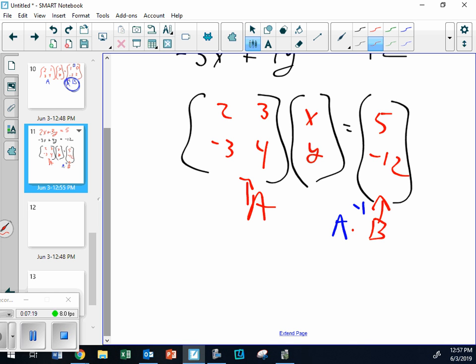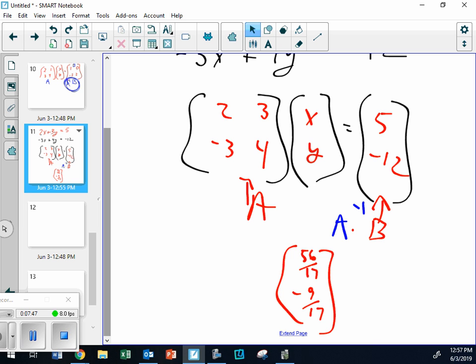Save me the time of putting all that into my calculator. What'd you get, sir? 56. Oh, these are fractions. Okay, 56/17. Here, I'm going to start over again. So the matrix looks like this. 56/17 and what? Can anybody verify that they got the same thing? Okay, good.